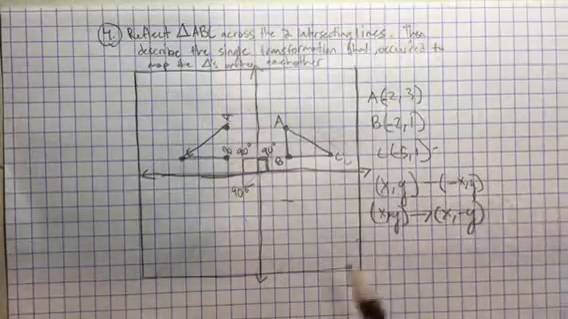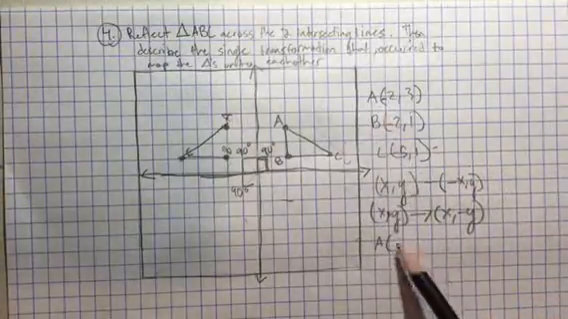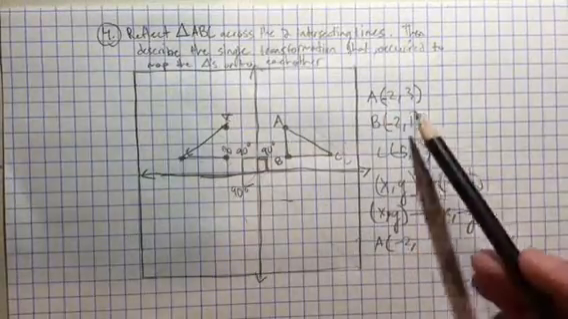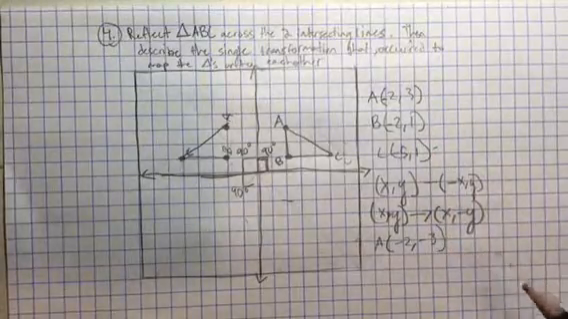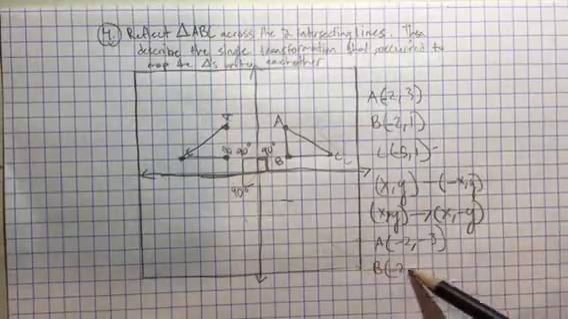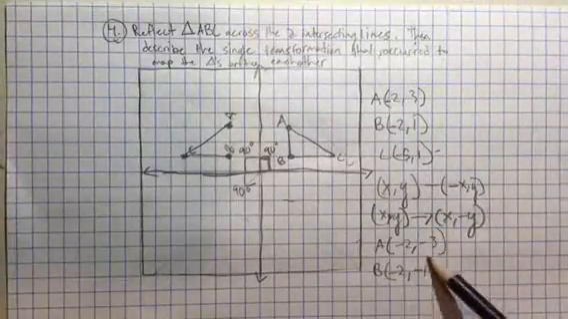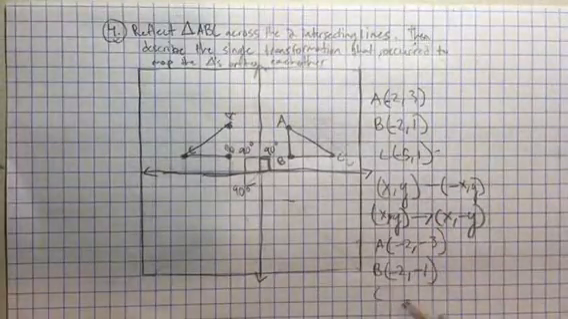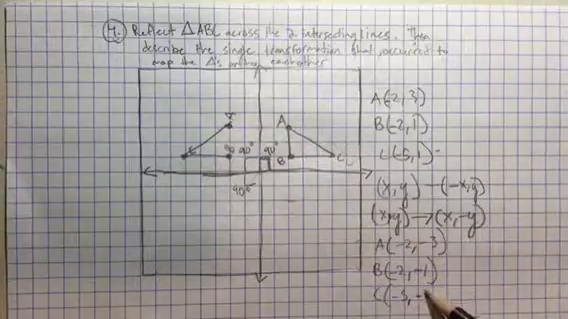So for A, this time, negative 2 stays the same, but the y goes negative. So this time it'll be negative 3. For B, negative 2 stays the same, and this time 1 will be negative, so negative 1. And then for C, negative 5 will stay the same, and 1 will change to negative 1.